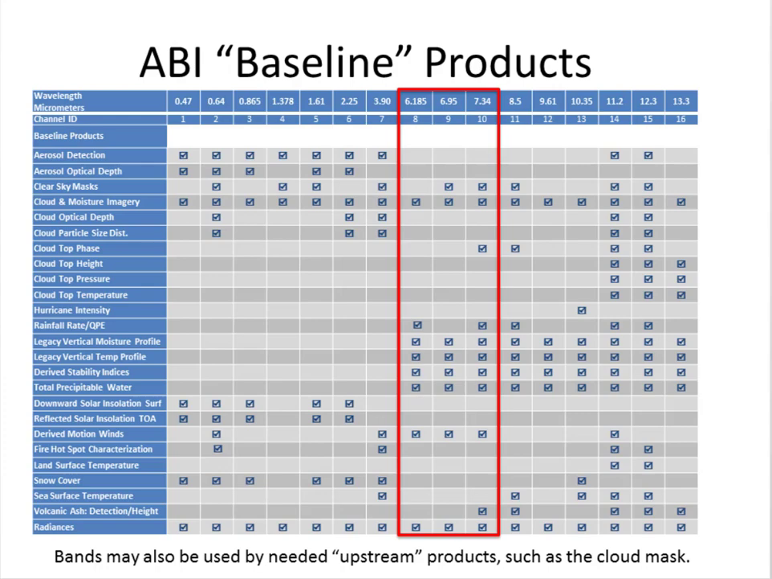In this table, we can see the list of all ABI baseline products and the ABI bands that go into producing them. I've highlighted in the red box the three water vapor channels to give you an appreciation for the various products that make use of these bands. For example, if you're looking at derived motion winds, understand that data from the water vapor bands are being used in the product. Finally, some bands may be used by needed upstream products, such as the cloud mask.